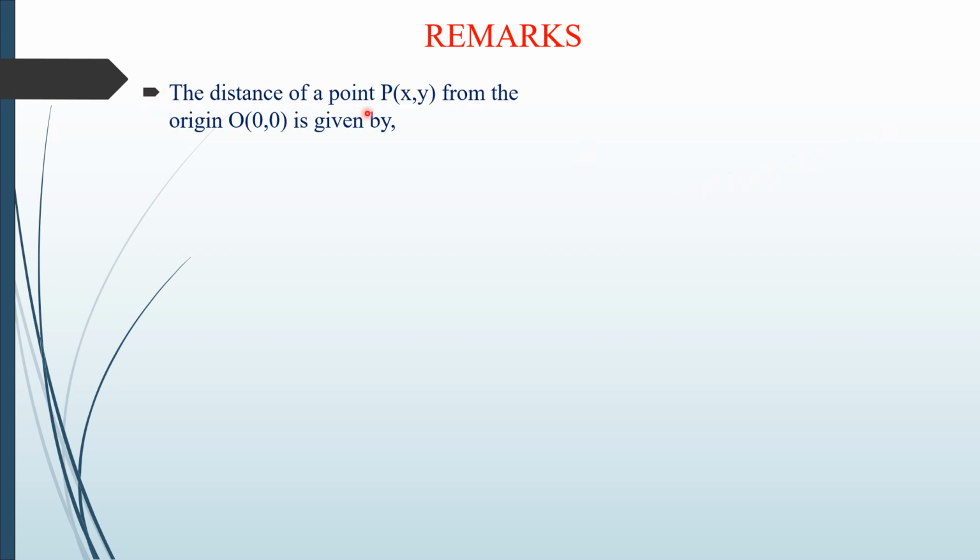One important remark that we can consider from the distance formula is the distance of any point P x comma y from the origin, that is a point whose coordinate is 0 comma 0. It is given by OP, where point O is the origin and point P is any point that we have considered in the xy plane, and it is nothing but square root of x square plus y square, where x and y are the coordinates of that arbitrary point that we are going to consider.